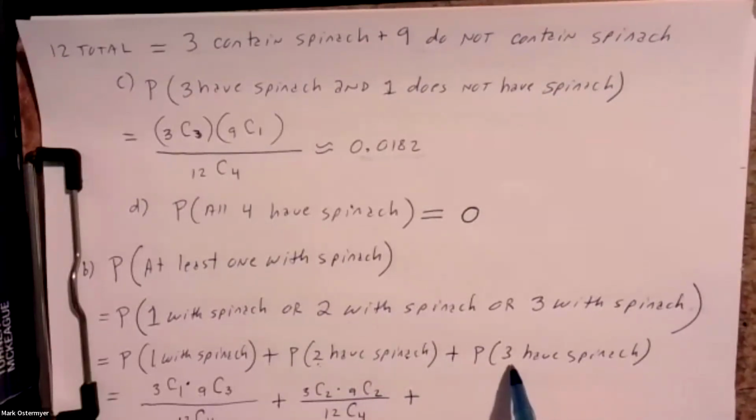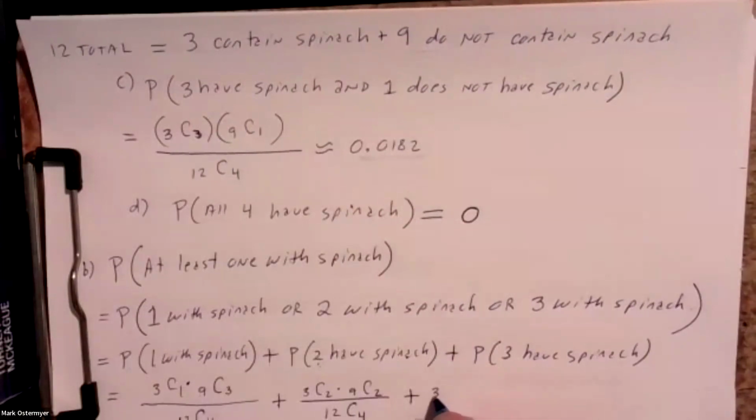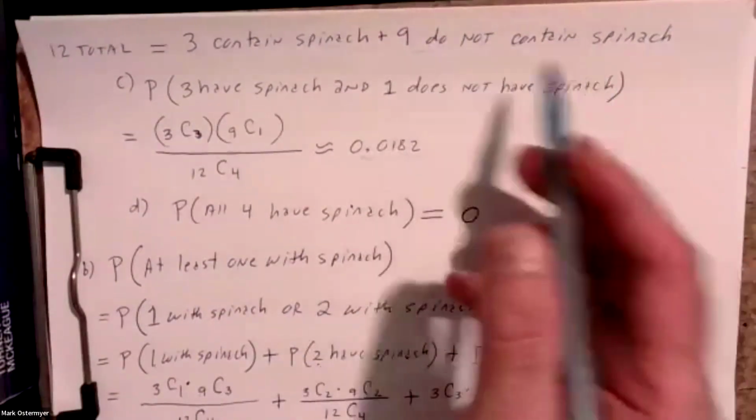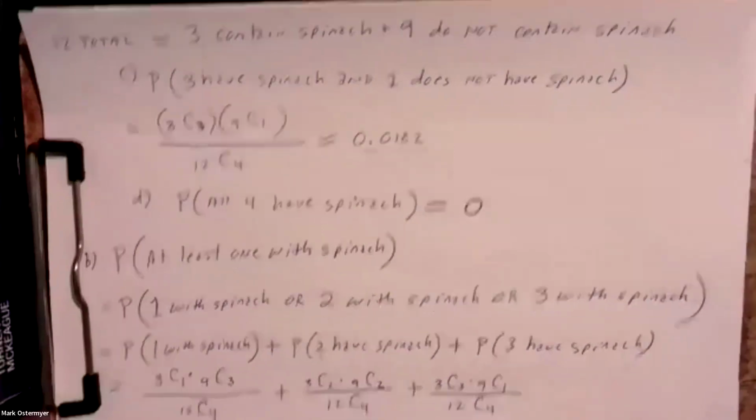Plus, what's the probability of choosing 3 that have spinach? Well, how many ways can I choose 3 entrees that have spinach from 3 that are available if order doesn't matter? That'll be 3 combination 3 ways. And this is saying that I choose 1 that does not have spinach. Well, how many ways can I choose 1 that does not have spinach from 9 that are available? If order doesn't matter, that'll be 9 combination 1, divided by 12 combination 4. There you go.